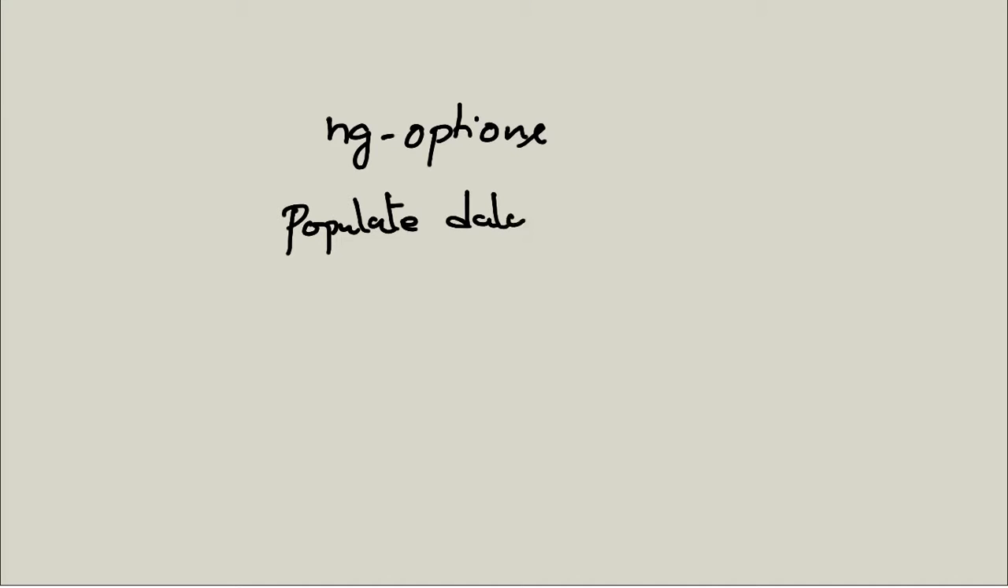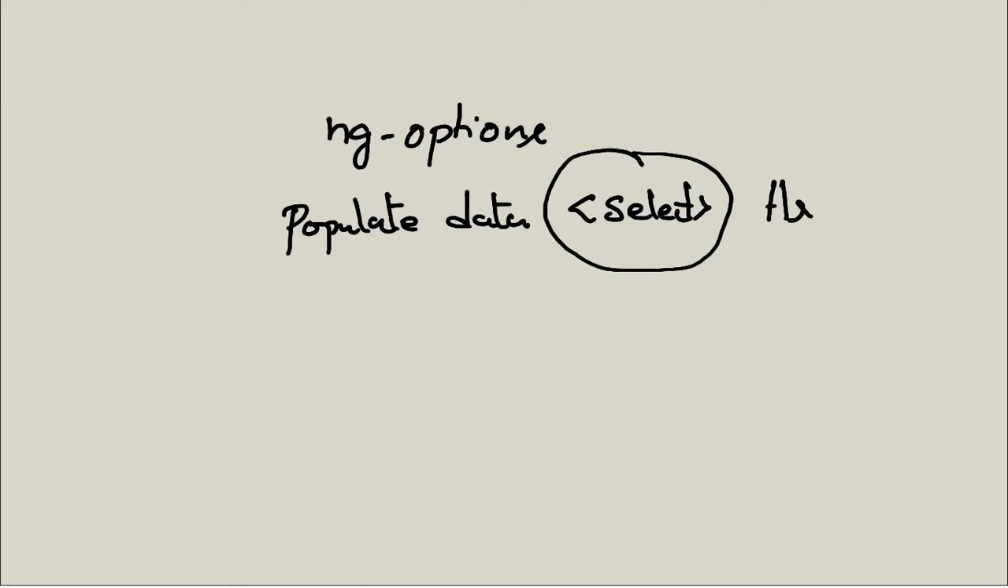Hi, so in this video we will discuss ngOptions. This ngOptions is used to populate the data in our select, that is our drop down. To populate data in our select, we need an array of objects. So this ngOptions can be used for an array of objects.